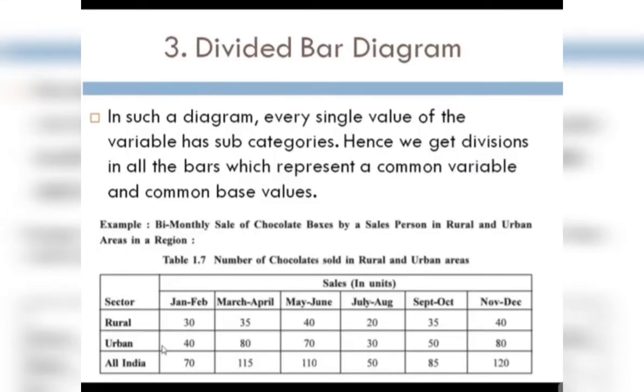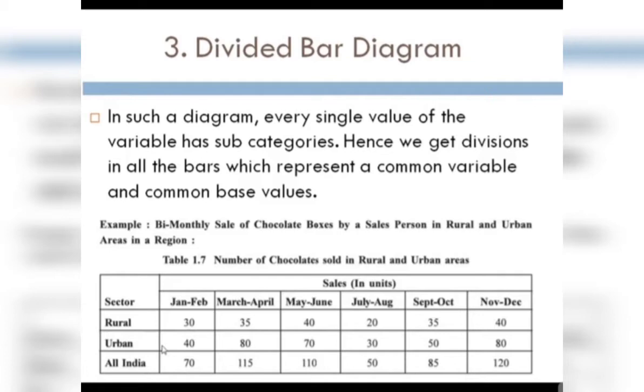Now you can see, students, the third one is a divided bar diagram. In such a diagram, every single value of the variable has subcategories, as you can see in table 1.7, where sales in units are given according to the months, January, February. In that, 2 sectors are provided to you, the rural and the urban one, and by addition of that you will get the overall Indian number of chocolates sold in both rural and urban areas.